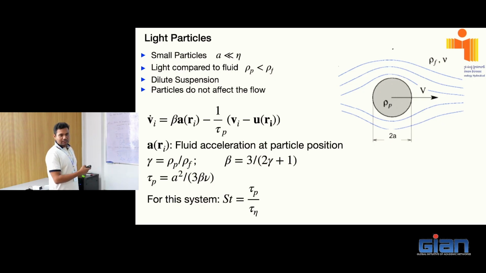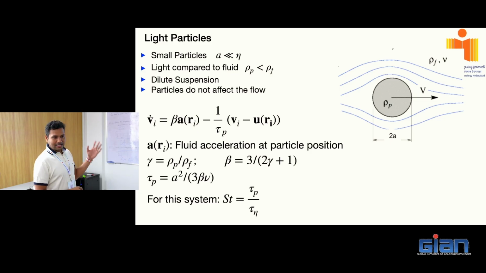Again, the particle will not have the exact velocity of the flow. It will always try to catch up, but then there will be an additional contribution where you will have beta times A, where A is the fluid acceleration at the position of the particle. Together these will give two different time scales, and based on the density difference, you can actually calculate this parameter beta and this parameter tau_p. So these are the control parameters that we have.